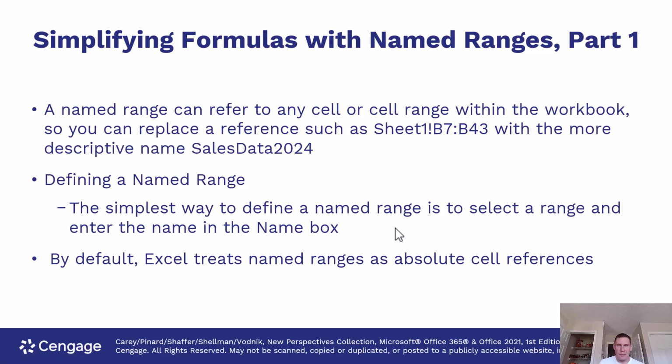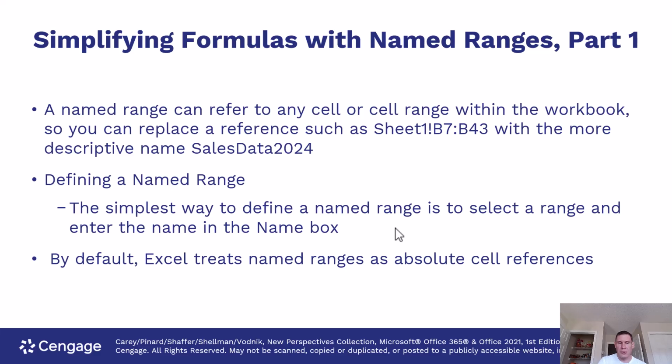Now, a named range can refer to any cell or cell range within the workbook. So you can replace a reference such as Sheet1 B1:B7, B43 with the more descriptive name, sales data 2024. It also makes it easier for people to find it, right? You can also define a named range. The simplest way to define a named range is to select a range and enter the name in the Name Box.